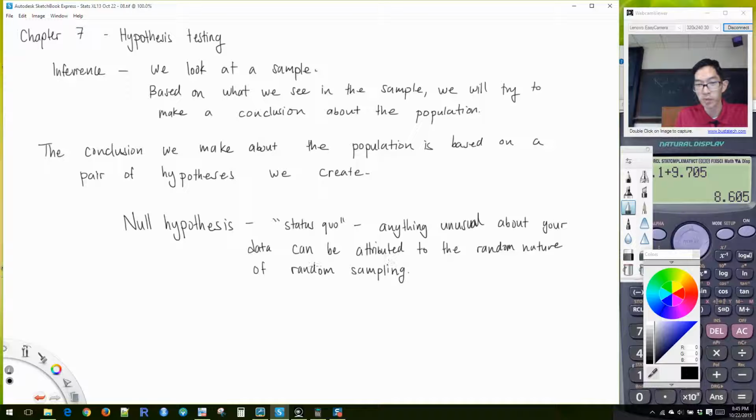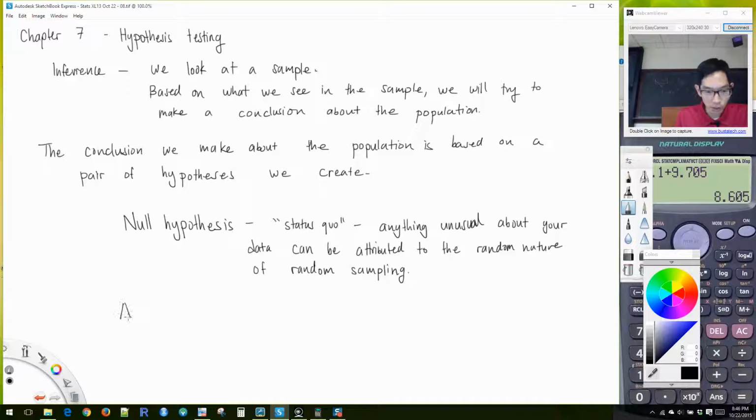Okay? So if you flip a coin a bunch of times and you get 7 heads, instead of 5 heads and 5 tails, can we attribute that oddity to random chance? That's essentially what the null hypothesis would say.